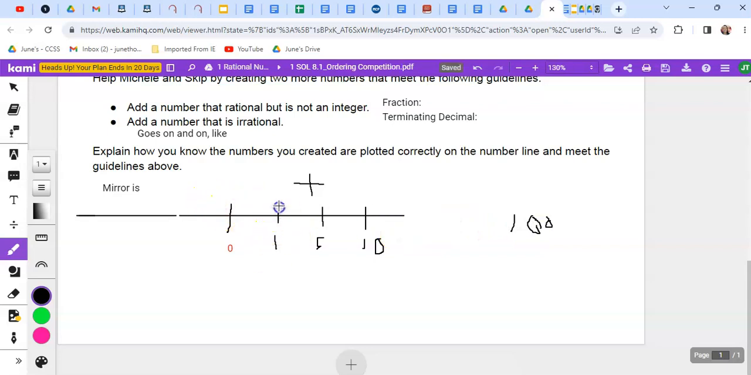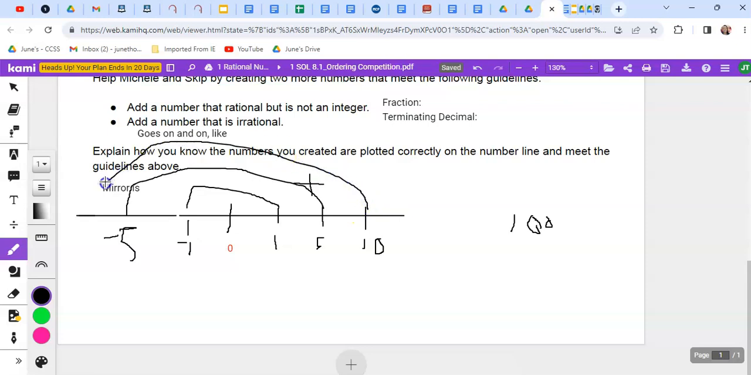If 1 is here, on the other side, in the exact same distance from 0, is -1. And on the other side, in the exact place from +5, is -5. And on the other side of 0, in the exact place from +10, is -10. And this is how you can order with ease.